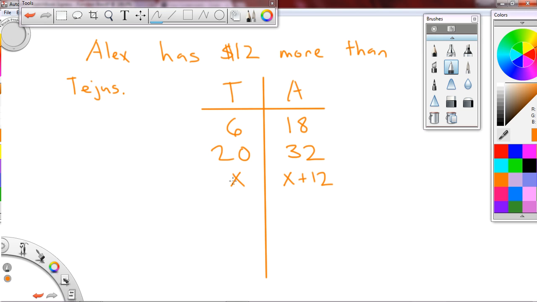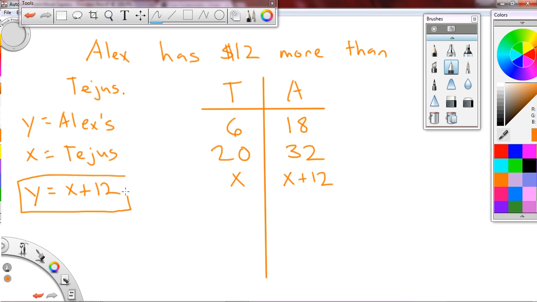Now this is where we get to talking about what a function is. Okay, a function is a way of relating two variables. Kind of. It's a relationship between two variables. So I could say that if y is Alex's money and x is Tejas's money, I could relate y and x by saying that y is always equal to x plus 12. This is most definitely a function.